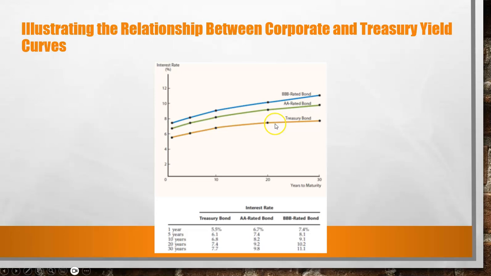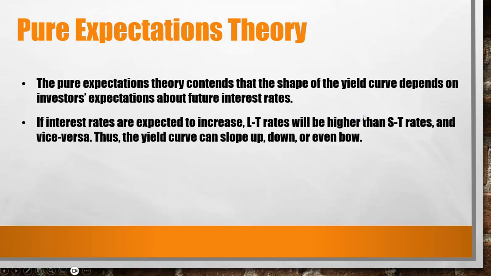So here you can see treasuries, a AA rated bond, and a triple B rated bond. You can see the triple B is the worst rated and it's the highest one. Remember, treasury is low risk. These are a little bit higher risk, and that's a little bit higher risk.